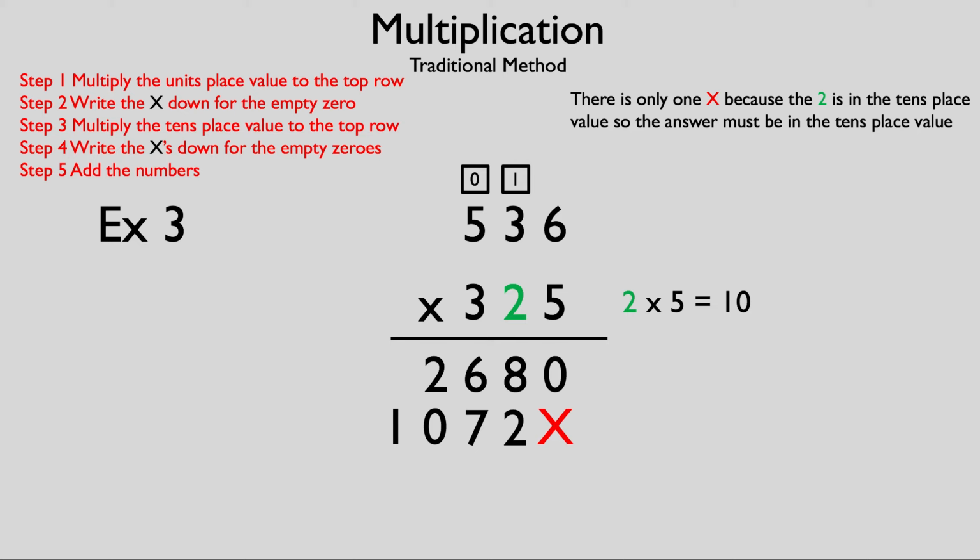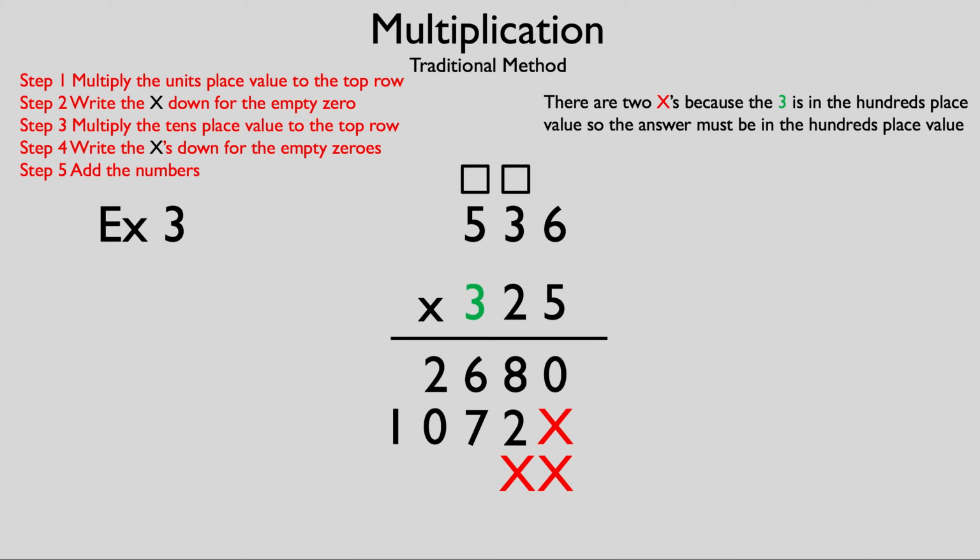Now, how many X's do you think we're going to have? If you said 2, you are correct. Why? Because the green 3 is in the hundreds place value, so the answer must be in the hundreds place value. So 3 times 6 which is 18. Put the 8 below, carry the 1. Now we do 3 times 3 plus 1, which is 10. Put the 0 below, carry the 1. And now we do 3 times 5 plus 1, which is 16. Nothing else to multiply, so we drop the 16 below.